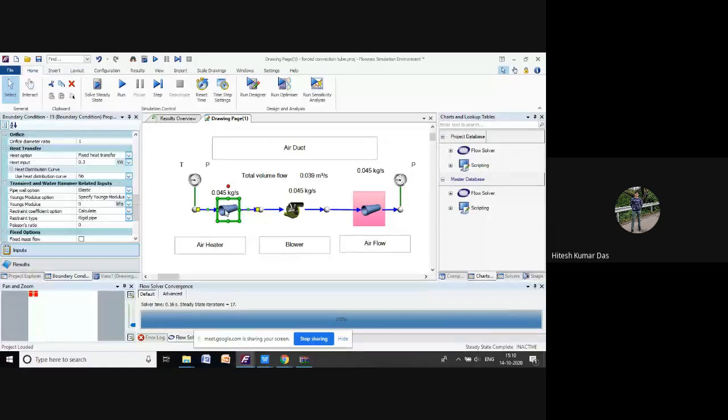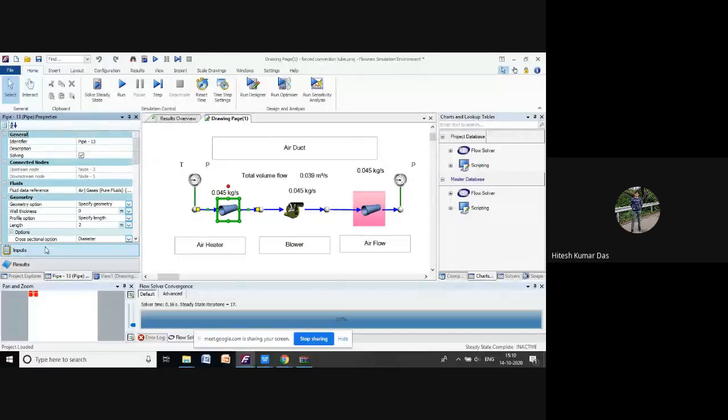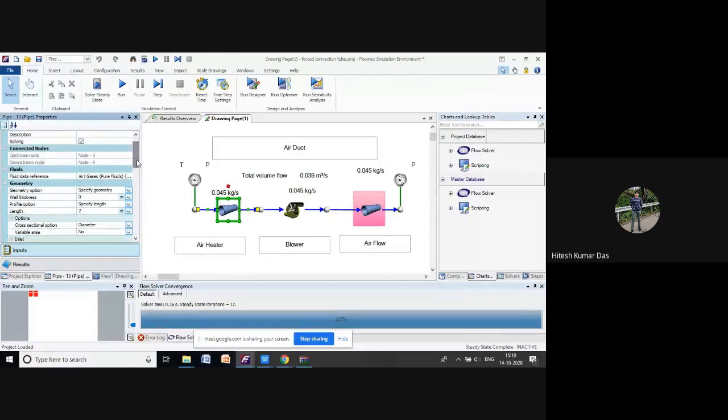Next, this is the duct. You can see for the duct all the inputs like length. Duct length is mentioned in our problem statement as 2 meter.